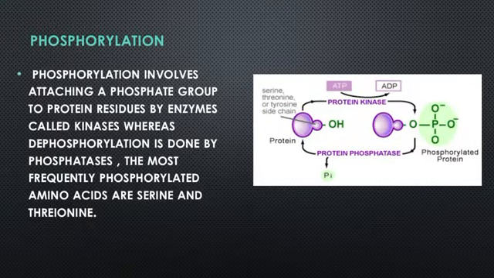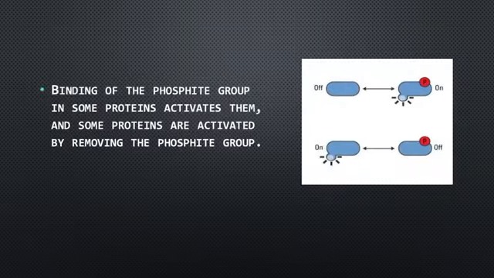Phosphorylation. Phosphorylation involves attaching a phosphate group to protein residues by enzymes called kinases, whereas dephosphorylation is done by phosphatases. The most related amino acids are serine and threonine. Binding of the phosphate group activates some proteins, and some proteins are activated by removing the phosphate group.